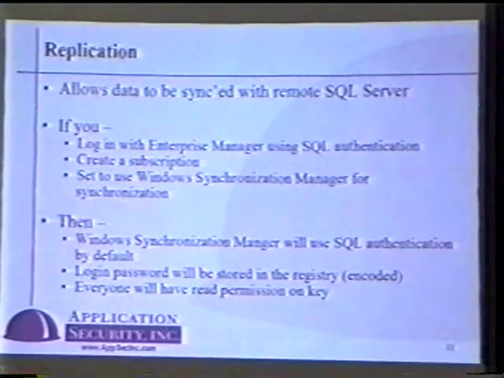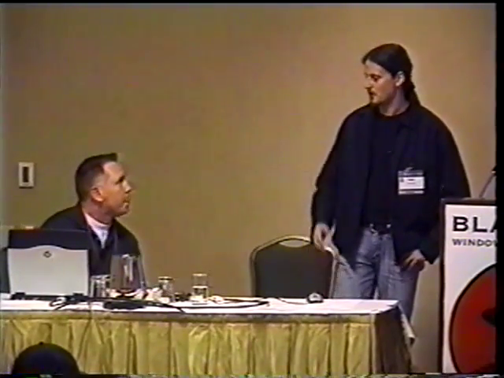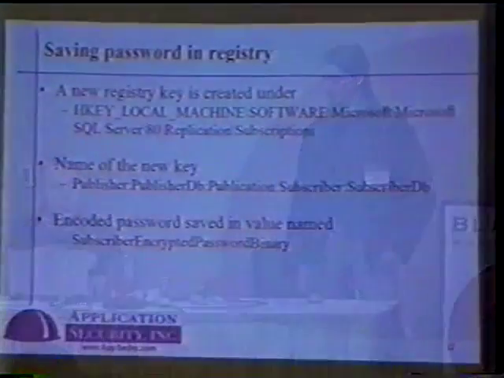If you create a subscription and then use Windows Synchronization Manager to synchronize it, what it will do is take the username and the password that you're currently logged on with and save that in the registry. It will save it encoded, so that later, when it needs to synchronize, it can pull that value out and use it to log on to the remote server. And this registry key is actually created with read permissions for everyone. Any user can read it. Exactly, yes.